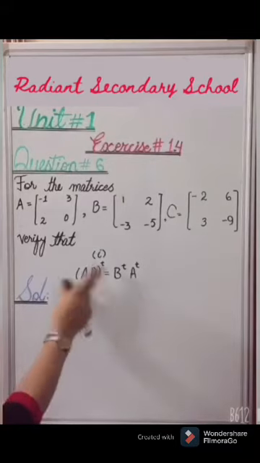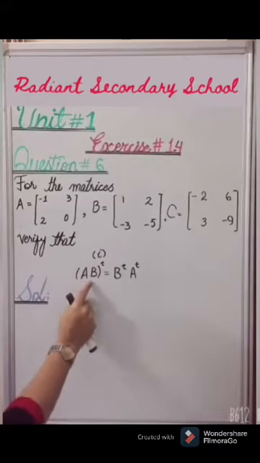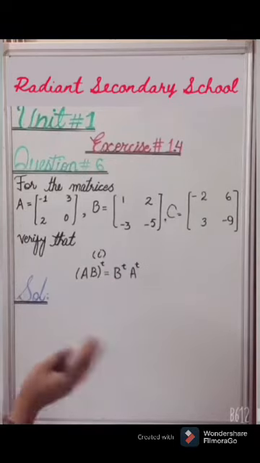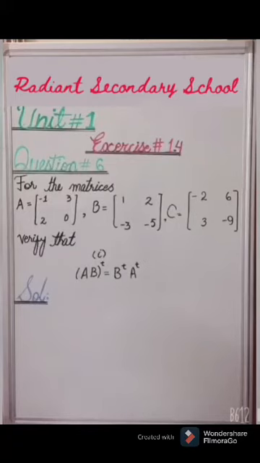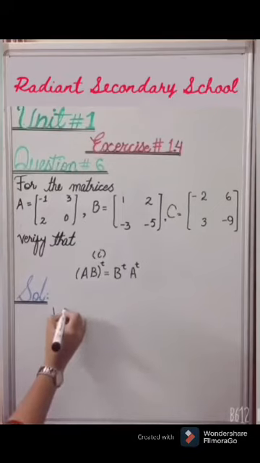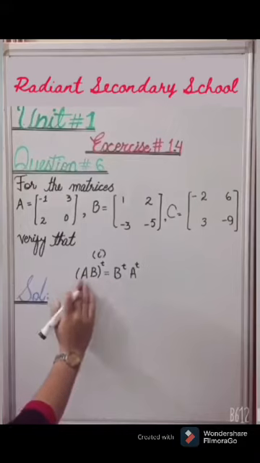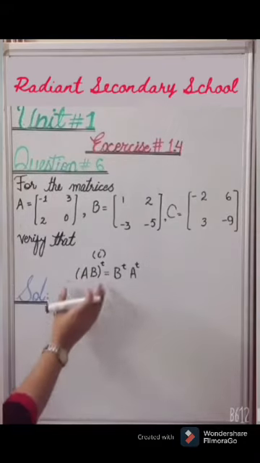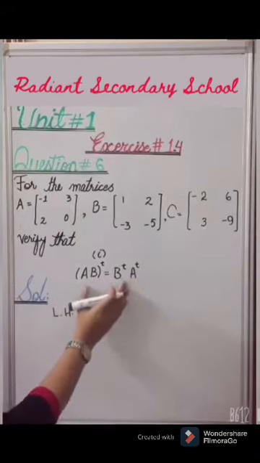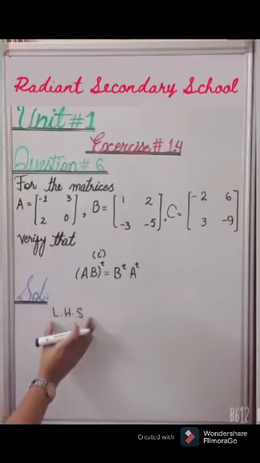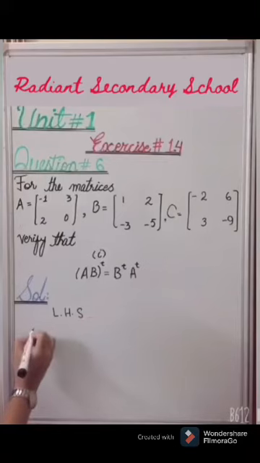In the first part, you have to prove that AB whole transpose is equal to B transpose into A transpose. I hope you remember how to take transpose, and we are going to start this question same as we did in question number 5. We are first of all going to write left hand side, because this equation as well has two sides, left hand side and right hand side. We will prove first side and we will prove second side, and we will see if these two sides match with each other.